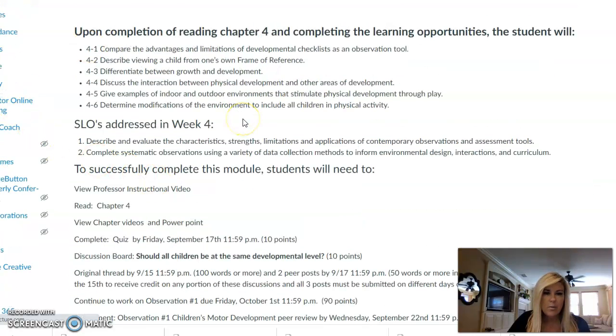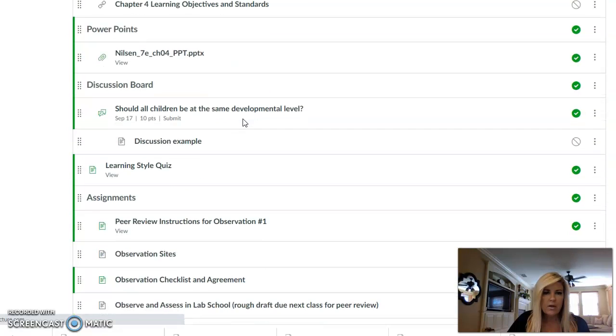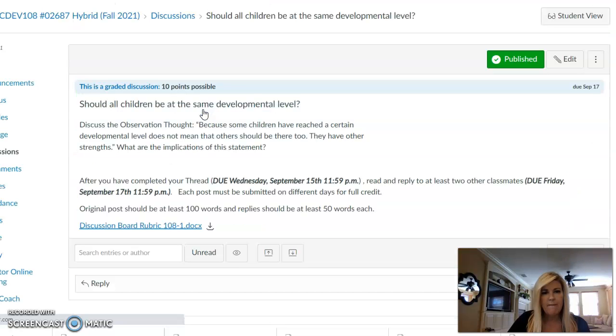Let me go over our actual discussion a little bit more in detail. Here we go, discussion board. We're going to discuss and observe this thought. Because some children have reached a certain developmental level does not mean that others should be there too. They have other strengths. What are the implications of this statement? Again, because some children have reached a certain developmental level does not mean that others should be there as well. They have other strengths. I want you to tell me what are the implications of that statement.